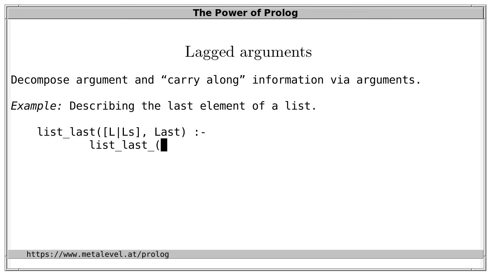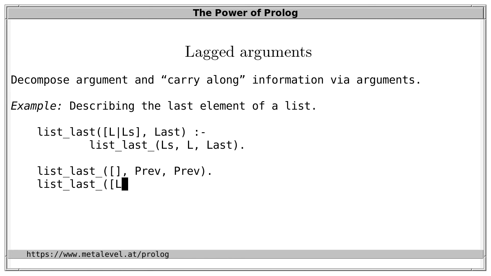And for this, we use an auxiliary predicate, let's say list_last_, where the arguments are the tail ls, the first element L, which is the lagged argument, and the last element of the list. And for the auxiliary predicate, we distinguish two cases. First, let's consider the case when the tail is the empty list. Now, from the perspective of this auxiliary predicate, the lagged argument is the immediately preceding list element. Let's call it Prev for previous.